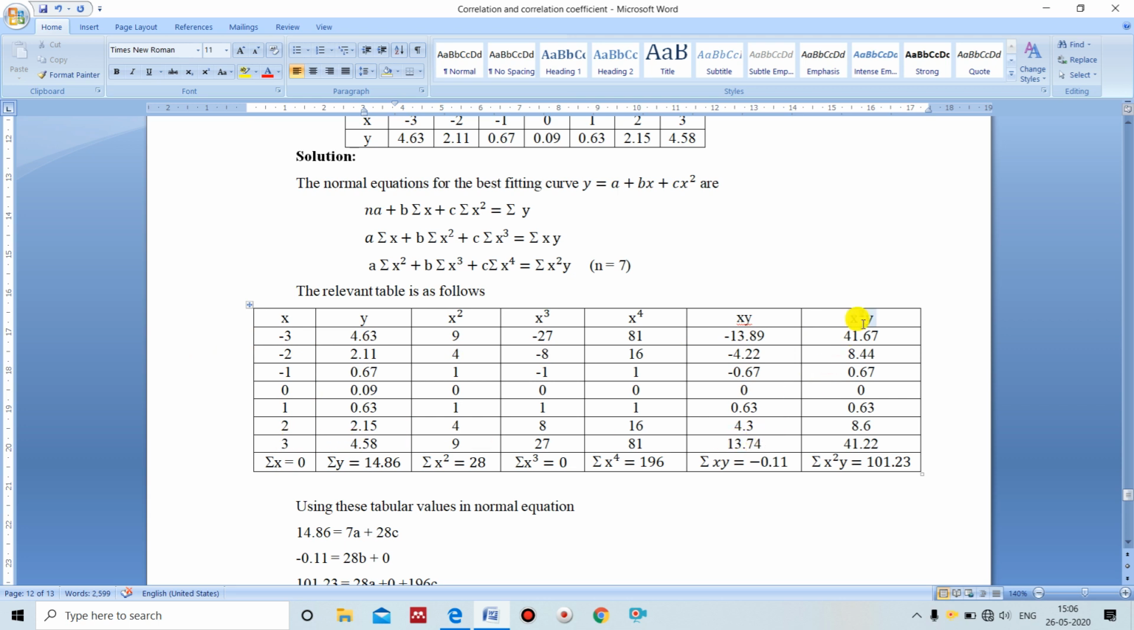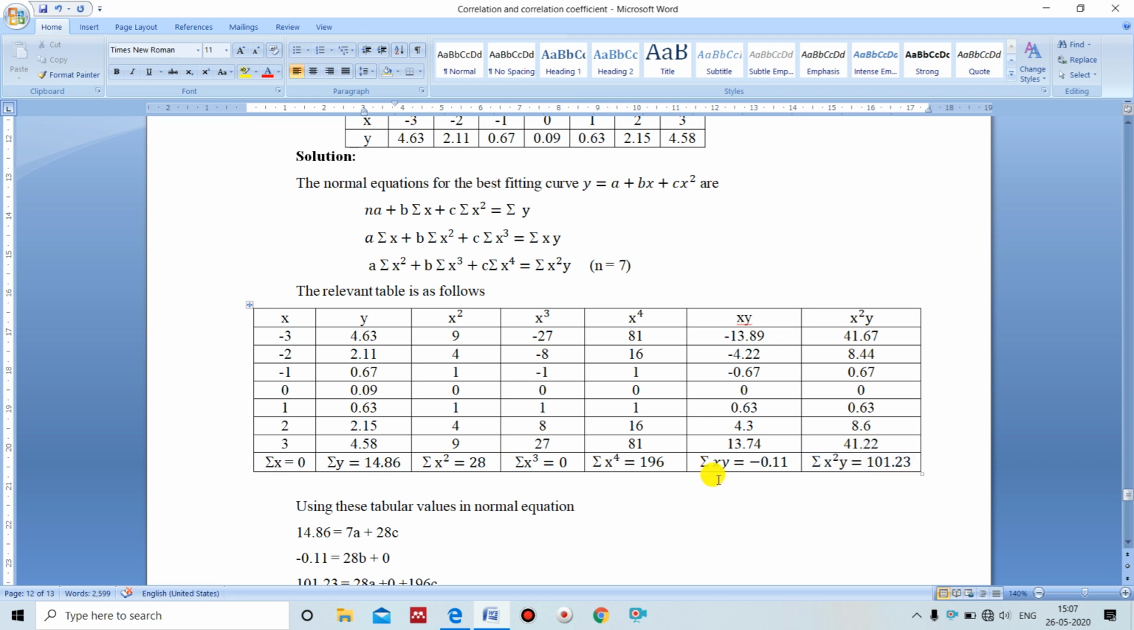Then one more column is there, x square into y. So multiply these two columns, x square into y. 4.63 into 9, we get 41.67. 2.11 into 4, we get 8.44. So like that, 4.58 into 9, we get 41.22.